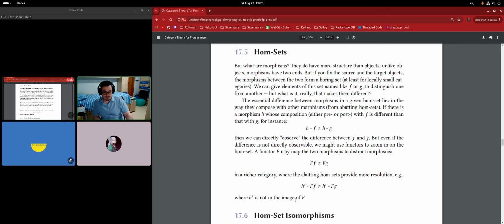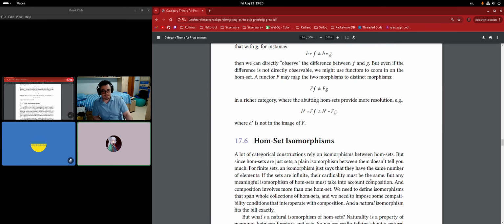Where H is not in the image of F, of course, because if it was, this composition would be kind of ineffective. If H was in the image of F, we would just go back to the case above, right?